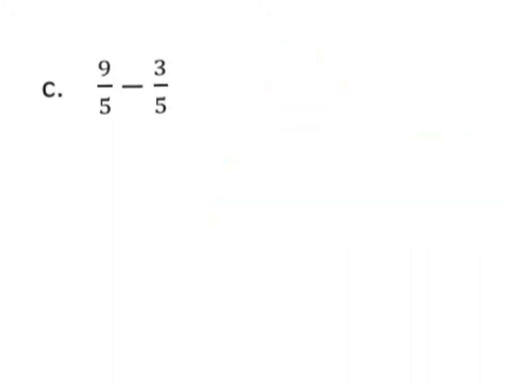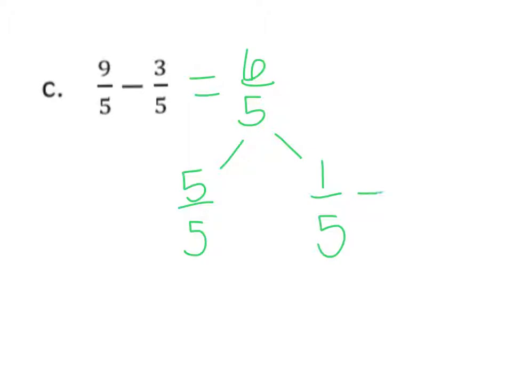Let's look at letter C, 9/5 minus 3/5. Find the difference. Pause the video while you work and replay when you are ready to check your answer. 9/5 minus 3/5 is 6/5. Since it is an improper fraction, we need to change it to a mixed number. We can pull out 1 whole, which would be 5/5. We would have 1/5 left over. So my final answer is 1 1/5.